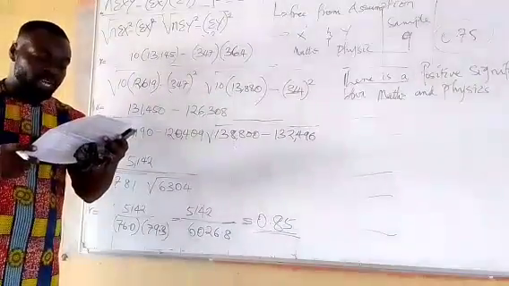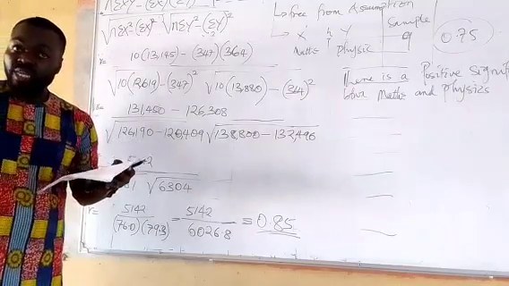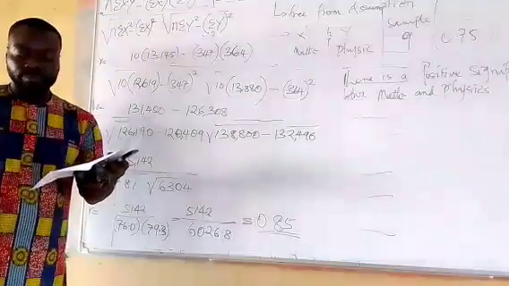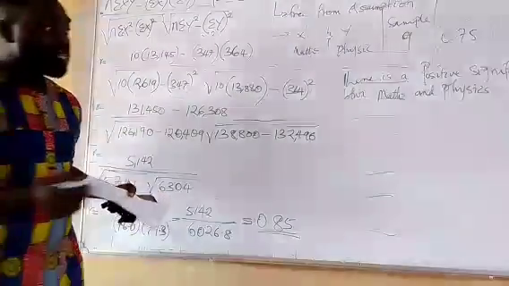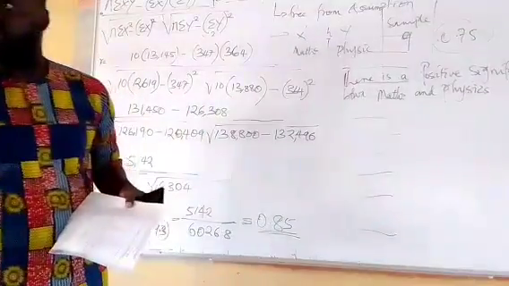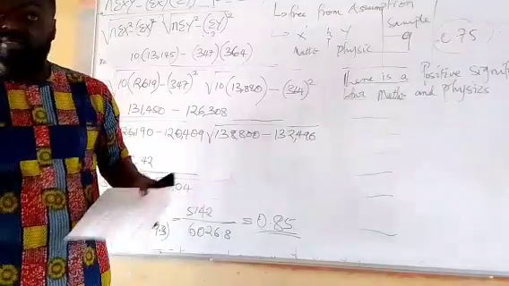Now the next one is to formulate a null. Null is negative. Formulate a null hypothesis about R. In this one, we are assuming that there is a minus here. What will be the null hypothesis? There is no significance.